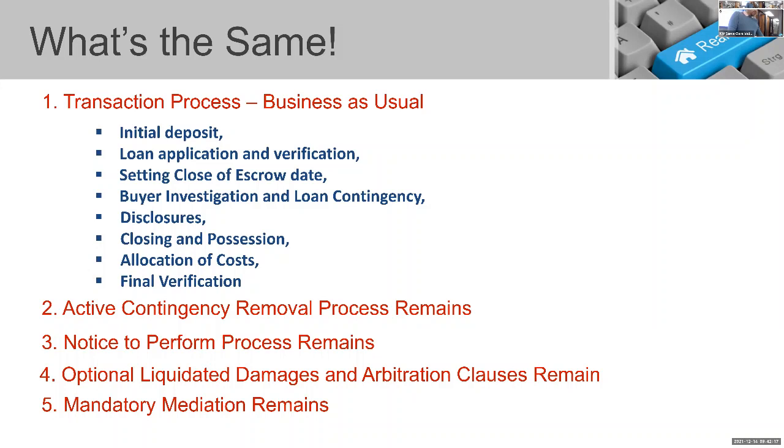Also, the process of notice to perform. If the other side is not doing what they're supposed to be doing or not conforming to the contract, and your client wants to, or the other party wants to cancel the contract, you still must go through a notice to perform process. Actually, in the new contract, it's slightly changed.